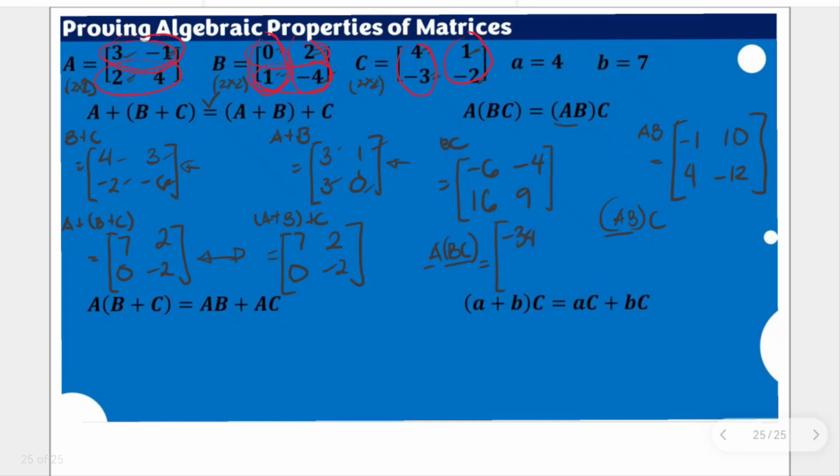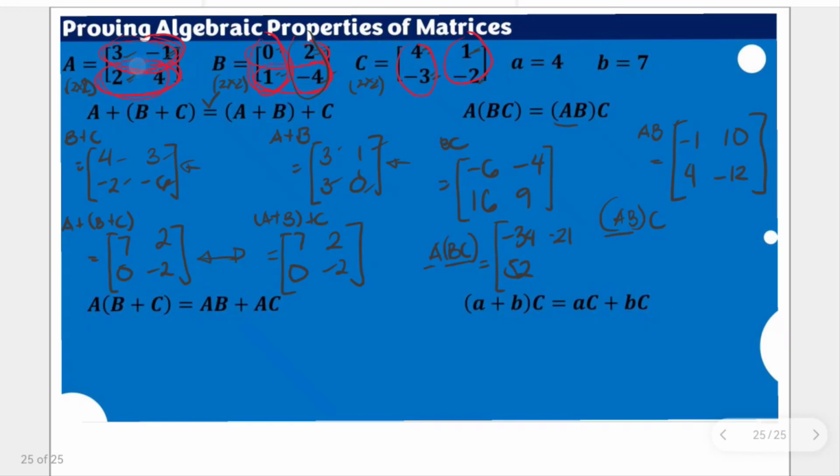Negative 34, right? The same row against here. My bad, it's this row against this column. So 3 times negative 4 is negative 12. And then I have negative 1 times 9, negative 9. Negative 12, negative 9, I have negative 21. Next, this row against here. So 2 times negative 6 is negative 12. I have 4 times 16 is 64. So negative 12 and 64, I have positive 52.